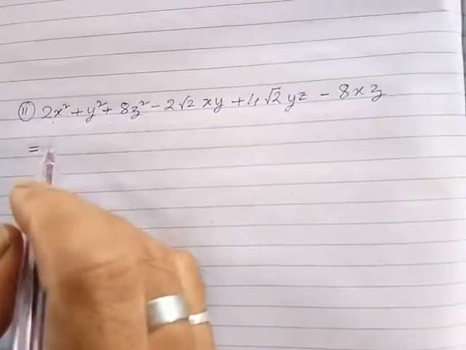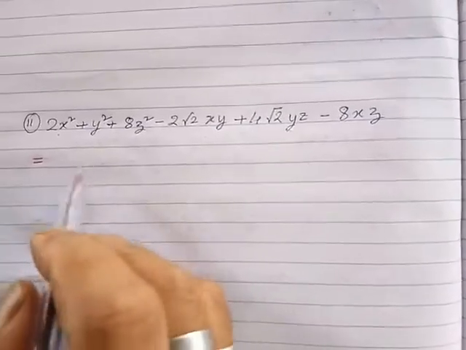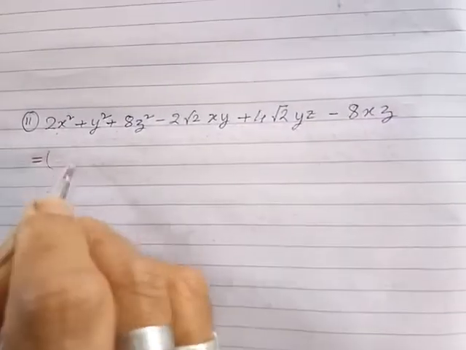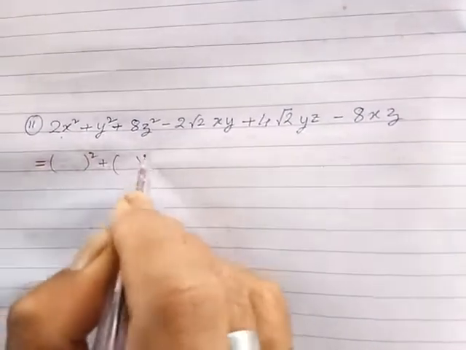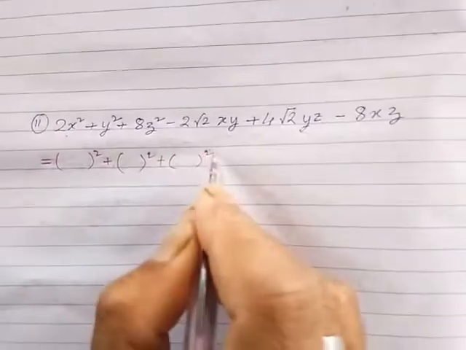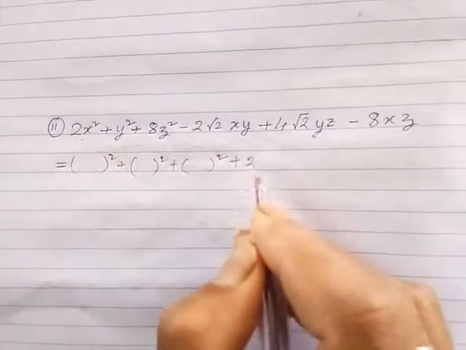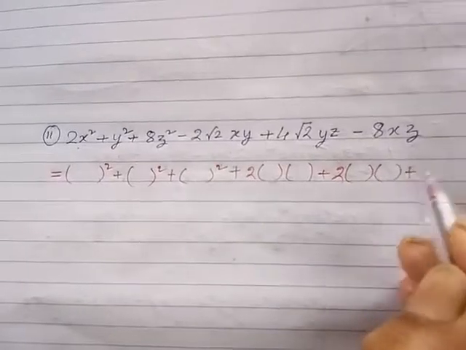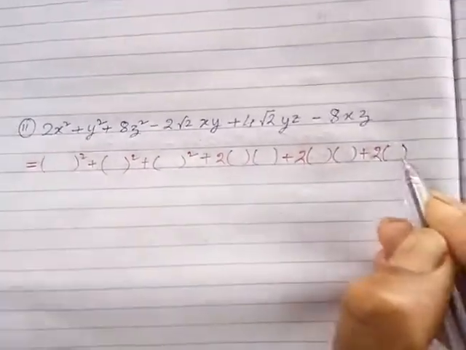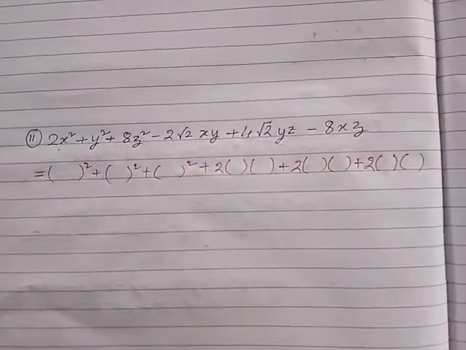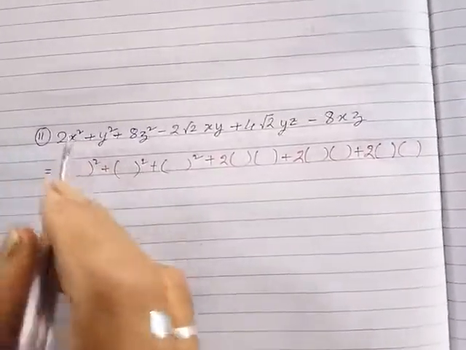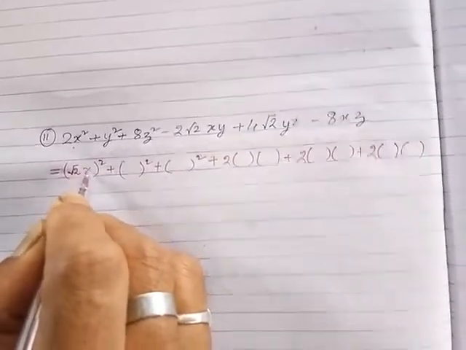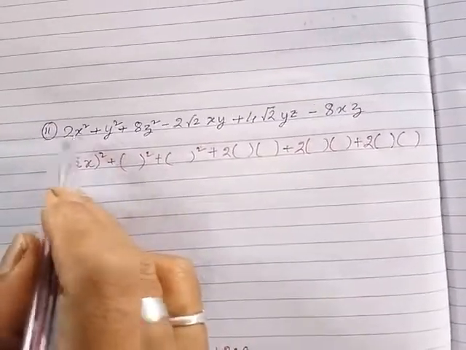First of all, let me express in the form of a square plus b square plus c square minus 2ab plus 2ab plus 2bc plus 2ca. So a square plus b square plus c square plus 2ab plus 2bc plus 2ca. Yes. So here, to make it a square, these two I'll change it to root 2x whole square. It is expressed in the form of a square.